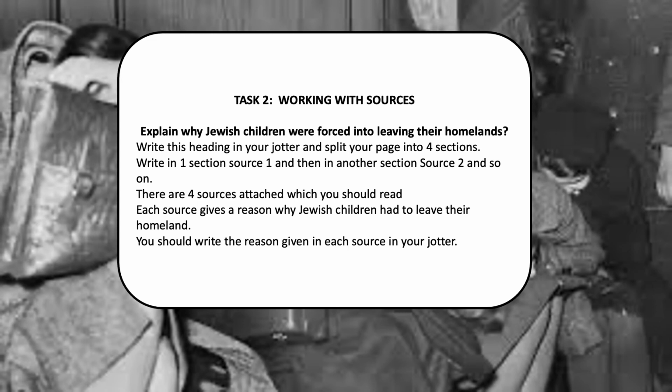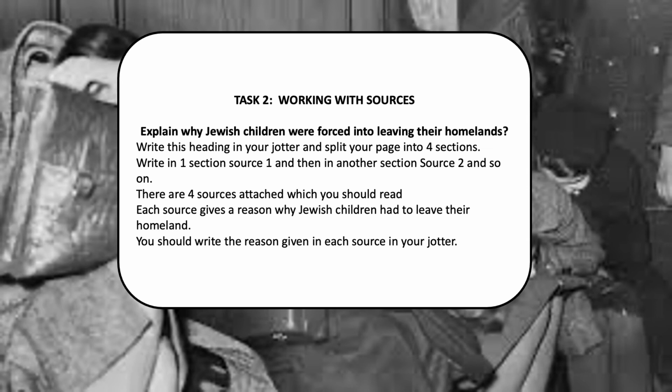Your first task is to write this heading in your jotter. Write it on a new page for me, please, and then split your page into 4 sections. In section 1, I would like you to write source 1. In the section next to that, write source 2, and then jump down to the section in the bottom left-hand corner and write source 3, and then down to the section in the bottom right-hand corner and write source 4. Please pause the video just now while you do that.